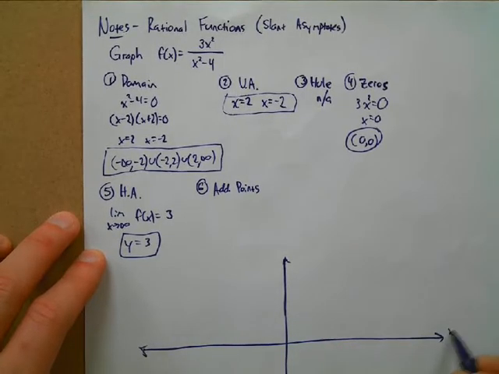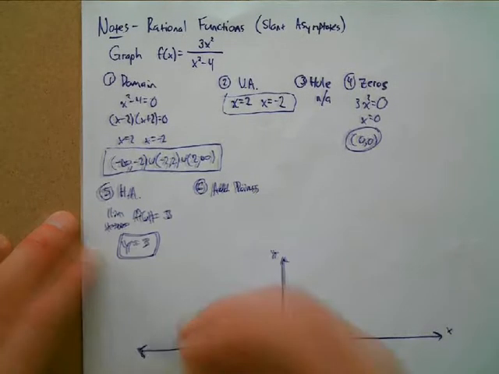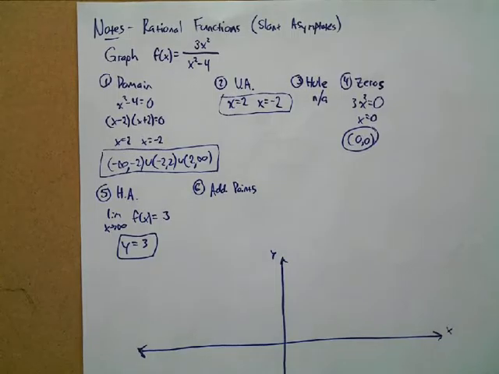Okay, so let's see here. I have a horizontal asymptote at 3, so I definitely need to go up to there. So 1, 2, 3.